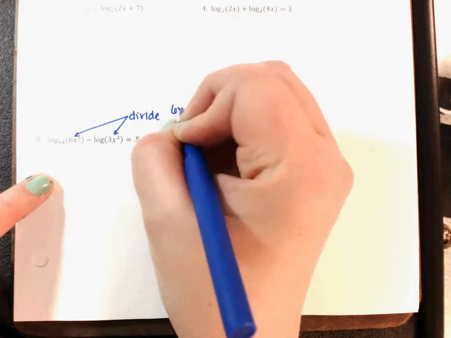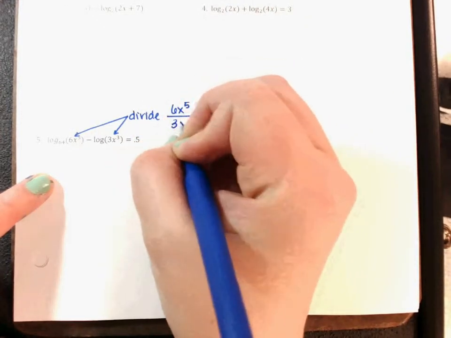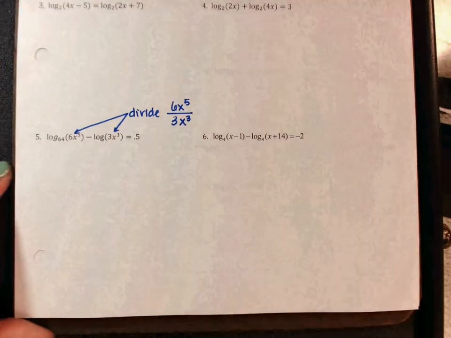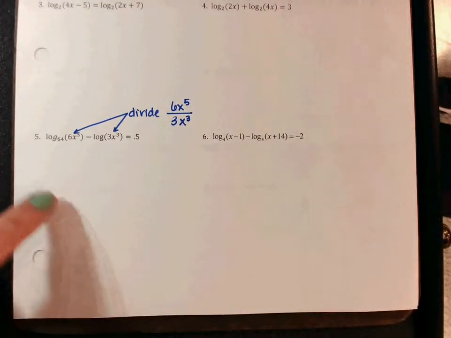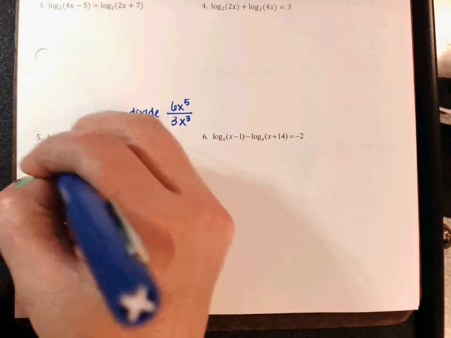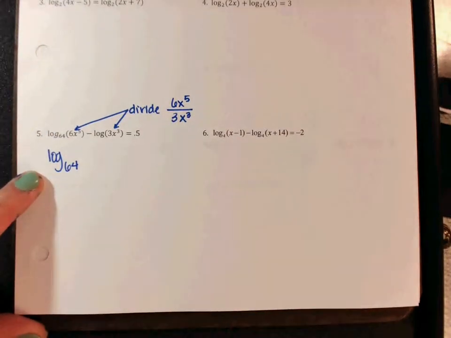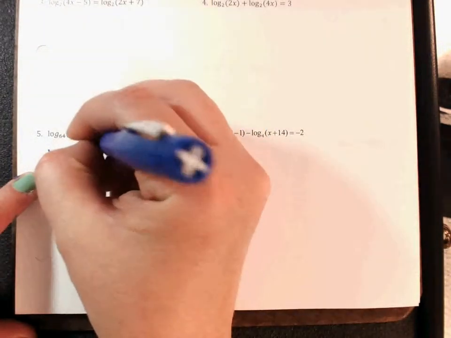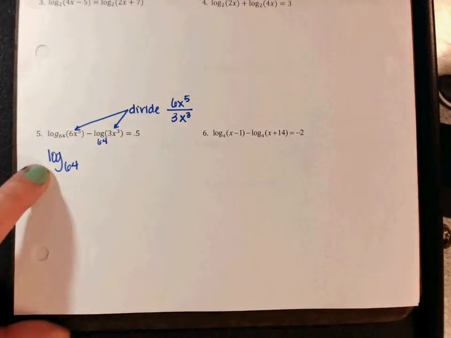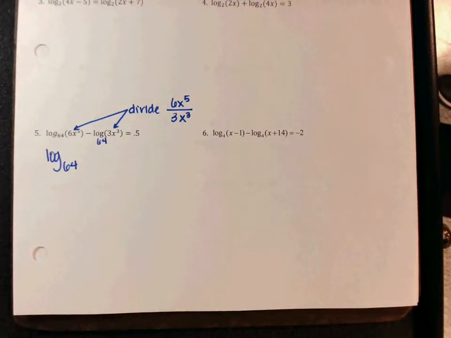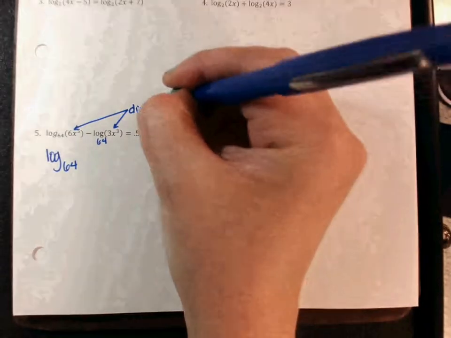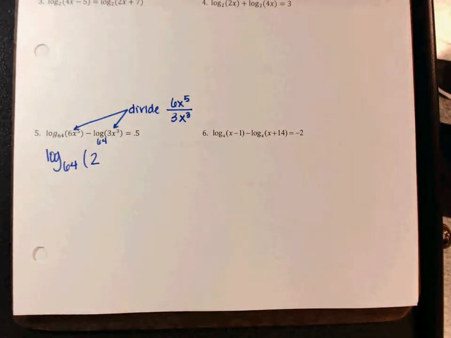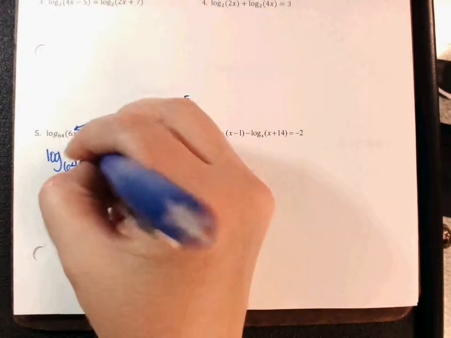and I'm doing 6x to the 5th divided by 3x to the 3, what is going to be left over when I divide those? 6 divided by 3 gives me a 2. And actually, I need you to fix something real quick. Will you write in a 64? Because if these don't match each other, then you can't do it. So just put a little 64 right there. So it'll be log base 64 because those have to match. And then when I divide 6x to the 5 over 3x to the 3, 6 divided by 3 is a 2. And how many x's will be left if there are 5 on top and 3 on bottom? 2. X squared, or x to the 2.